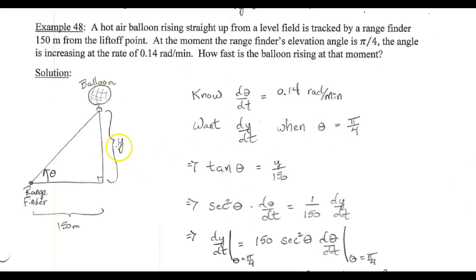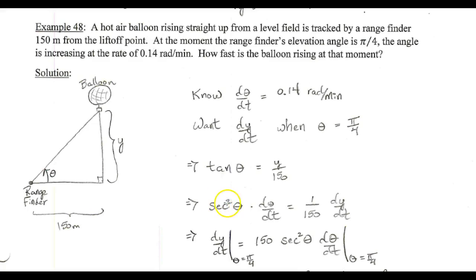So I need a relationship between y and theta. Now I know this side's 150. Okay, so I have a relationship between the side opposite of an angle and the side adjacent of an angle. Hopefully that rings true as the tangent, right? Tangent of theta would be y over 150, and I see I wrote that right here. So I have the relationship between my two variables.